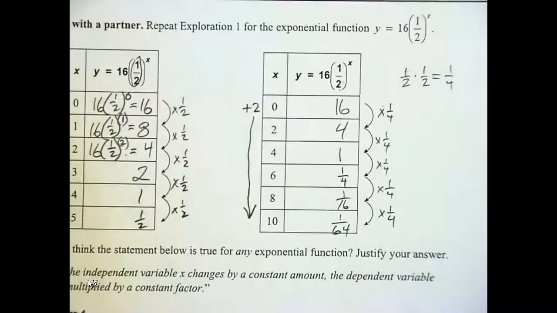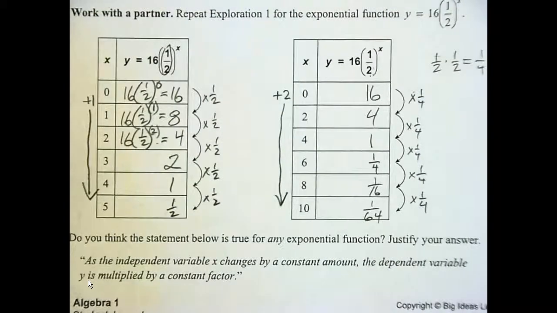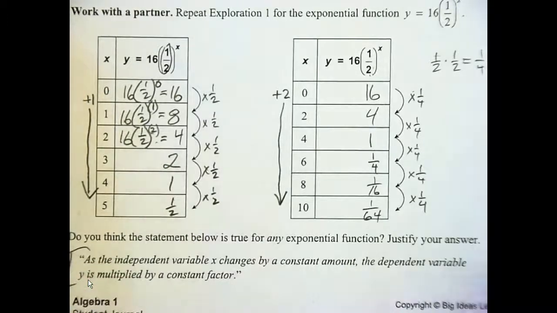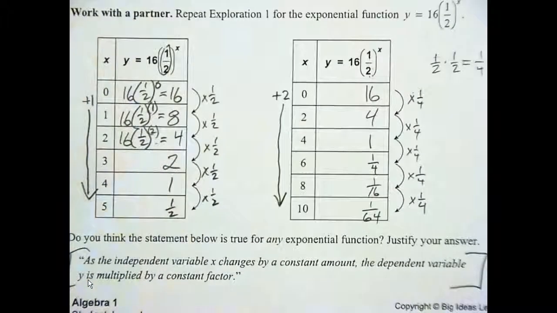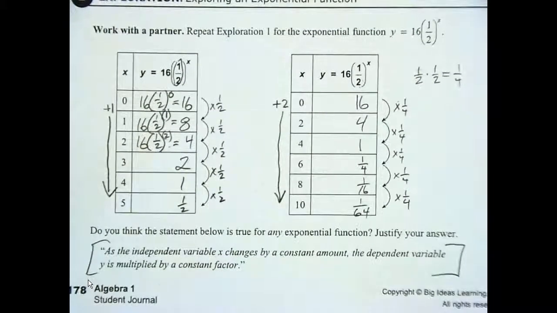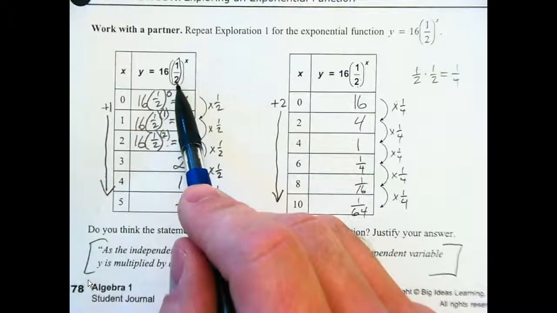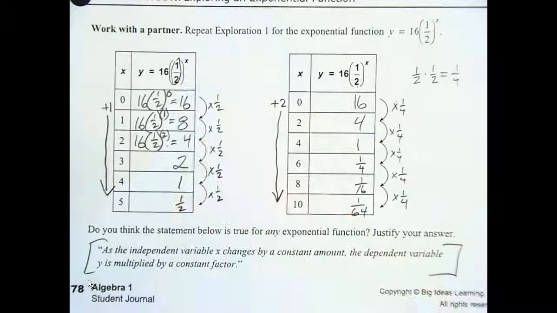All right. So hopefully we've done enough to be able to understand that statement. As the independent variable x changes by a constant, the dependent is multiplied by a constant. If it's going up by 1 for the independent, then the constant we're multiplying is called our base. It's that number that's being raised to a power. Any questions there? Why do we create tables?